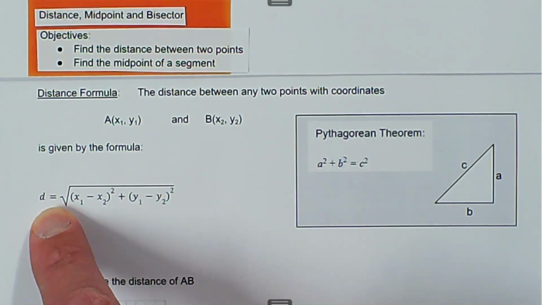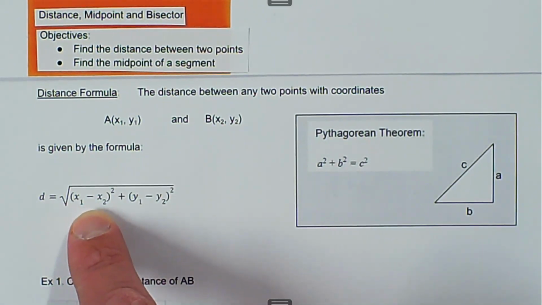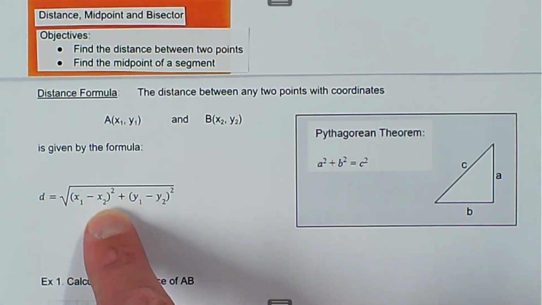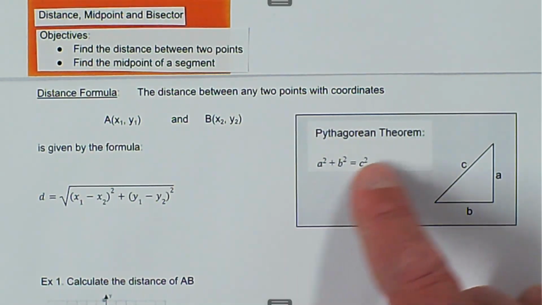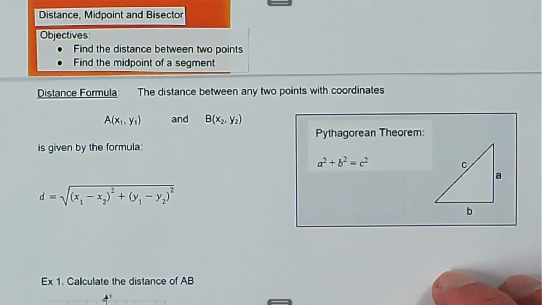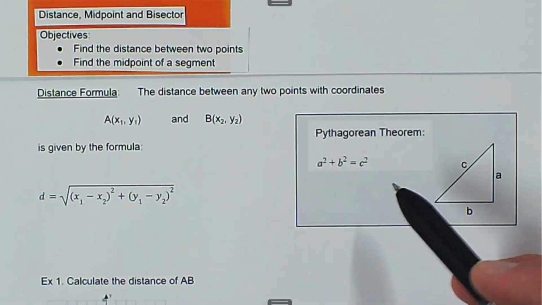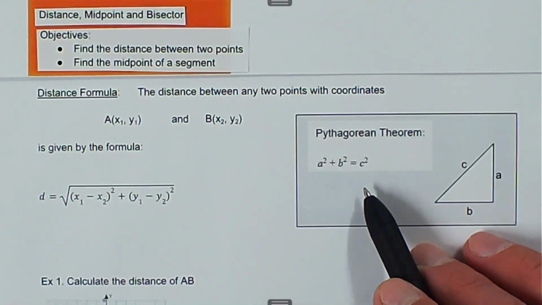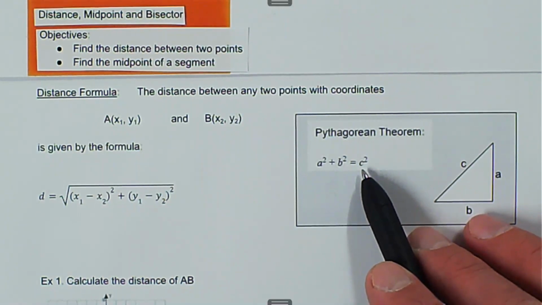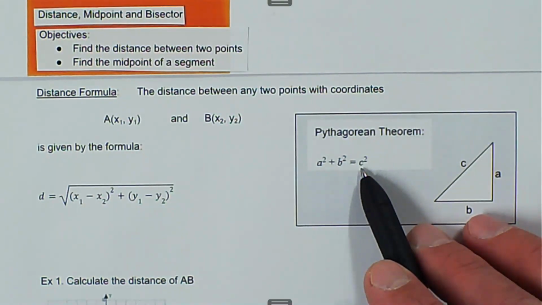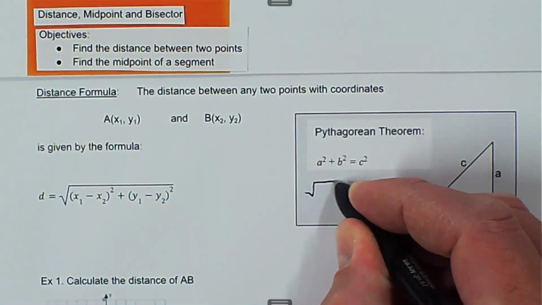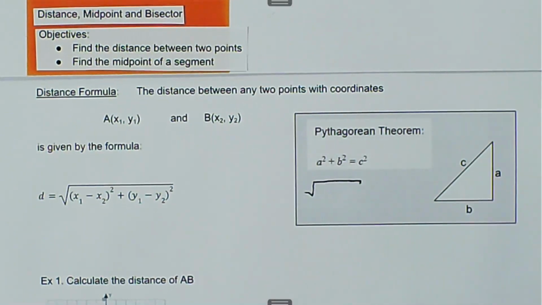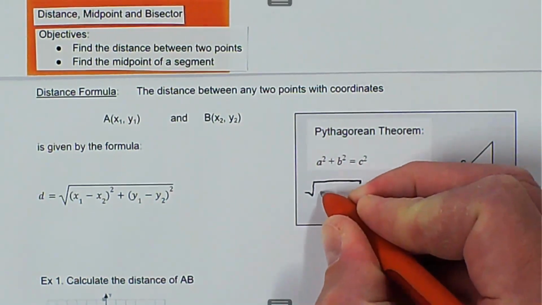The distance is equal to the square root of x sub 1 minus x sub 2, quantity squared, plus y sub 1 minus y sub 2, quantity squared. And that is very similar to Pythagorean theorem, a formula that we've seen before. It would look even more similar if we solved to get c by itself. In order to get c by itself, we'd have to take the square root of both sides of the equation.